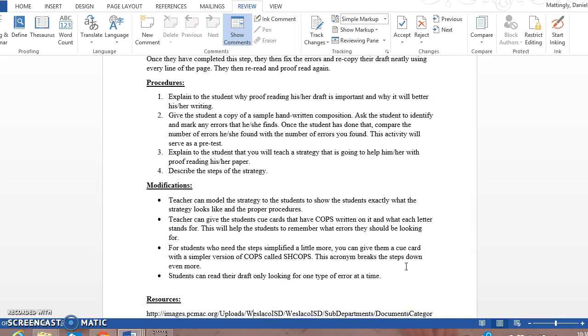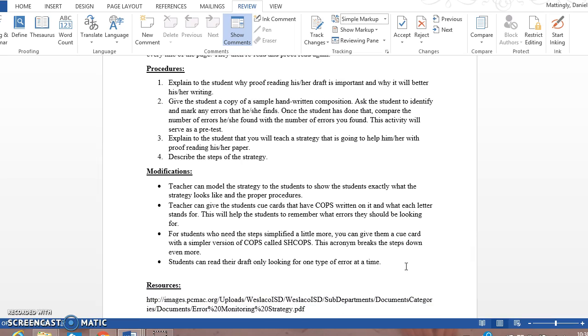Modifications that I found that you can use for this strategy are that teachers can model this strategy to the students to show the students exactly what the strategy looks like and the proper procedures. And you may have to model it more than once depending on the student, but at least the student will get an idea of exactly what they are doing to their paper.